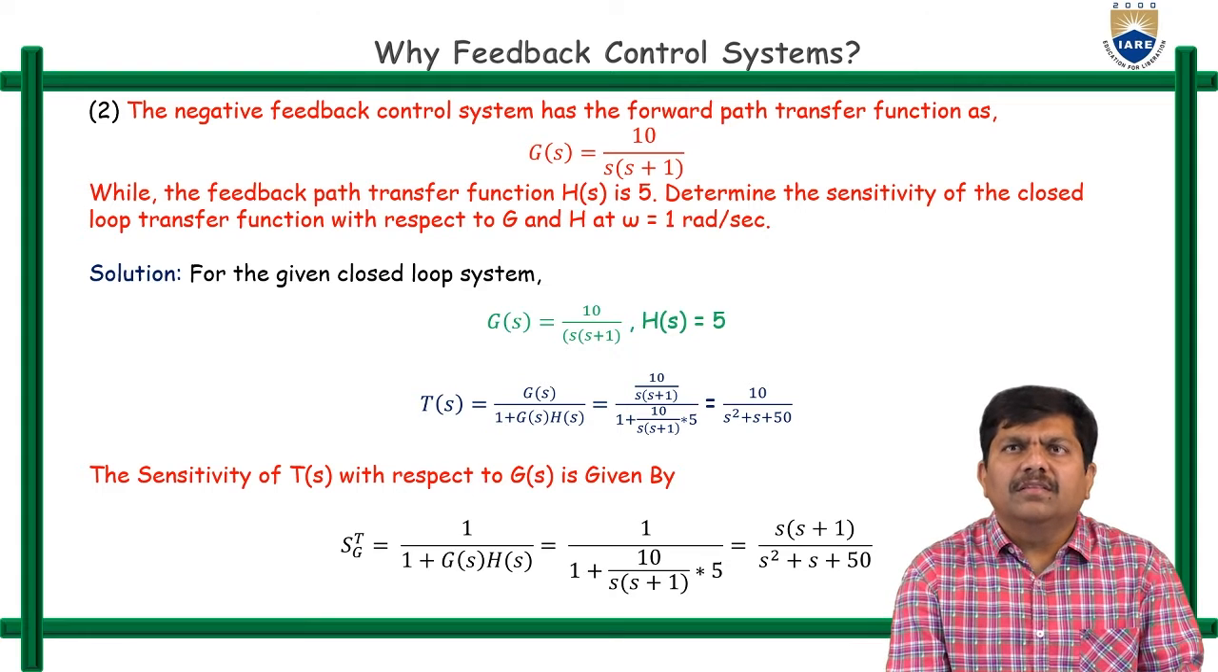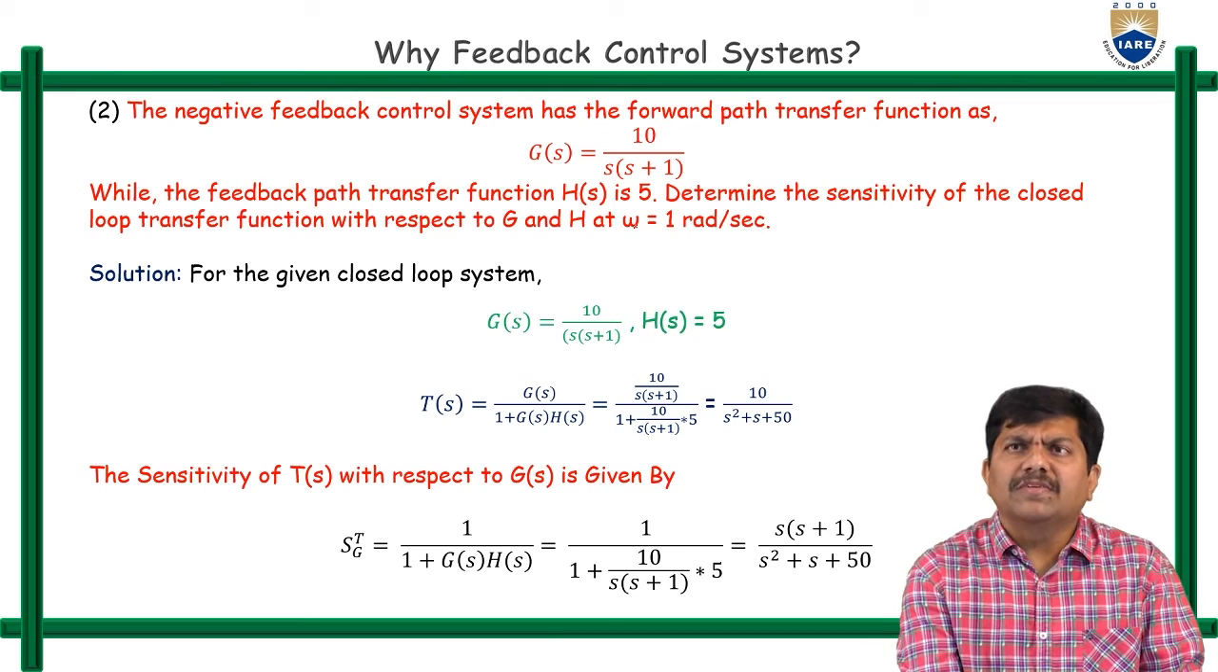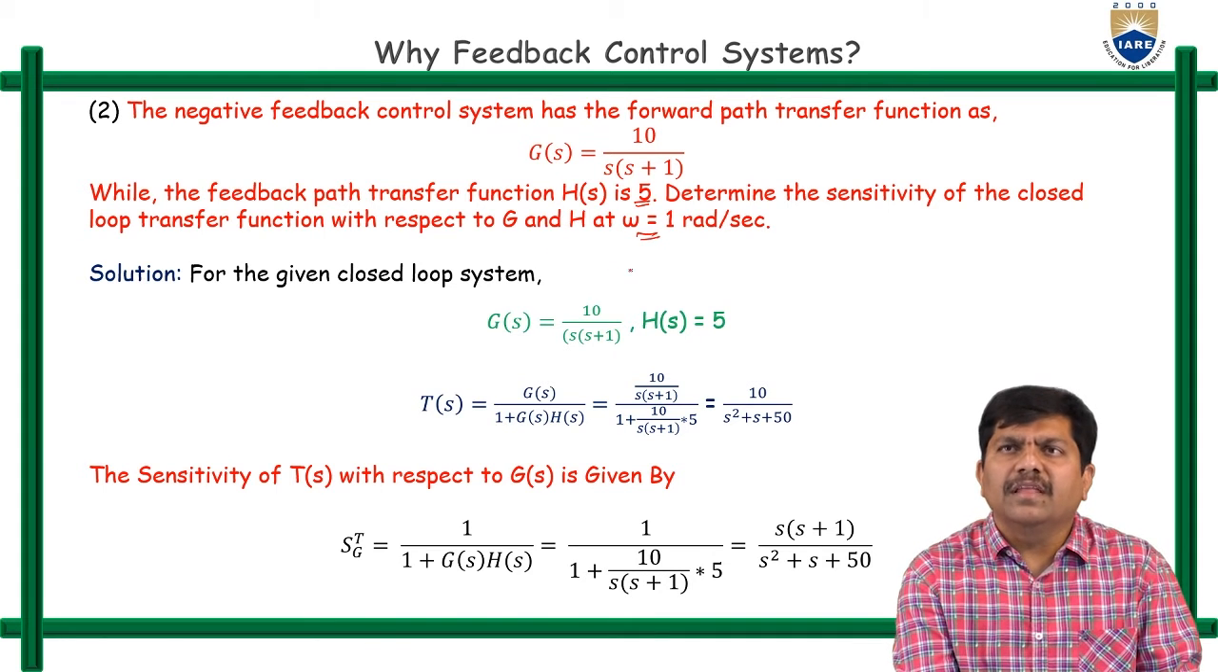So while the feedback path transfer function H(s) is 5, determine the sensitivity of the closed loop transfer function with respect to G and H at omega equal to 1 radian per second. Here also it was clearly given H(s) is 5. In the previous problem it was 1. Here omega is equal to 1. There they have given 5. So otherwise the procedure and calculation is the same.